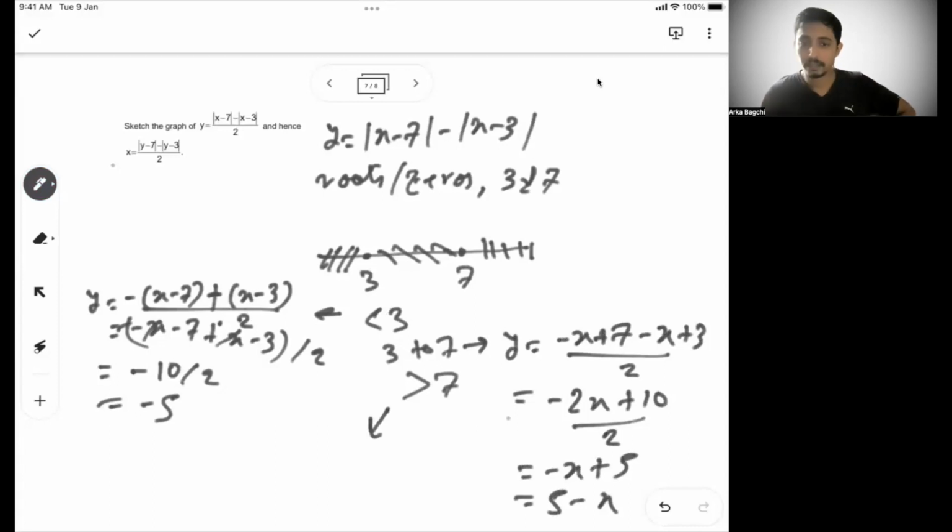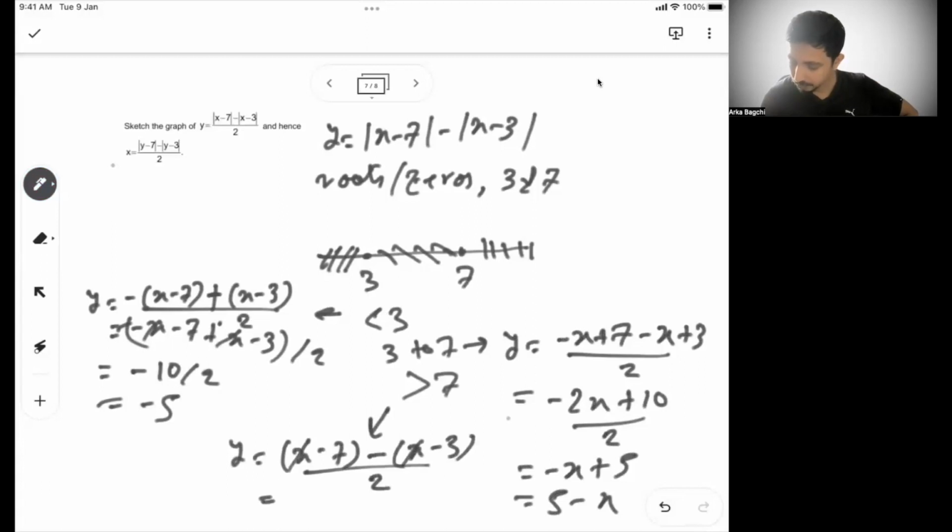And what will happen for x greater than 7? Both of them are positive. So y will be equal to x minus 7 minus x minus 3, by 2. So x will get cancelled. So minus 4 by 2, or minus 2.